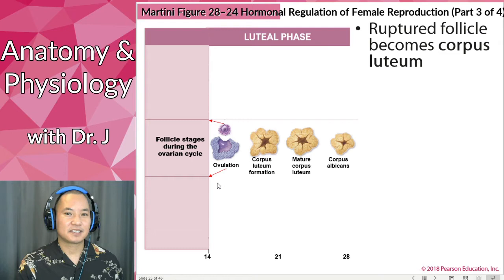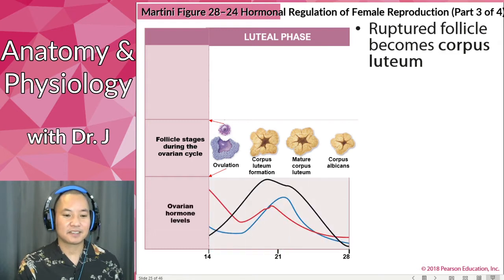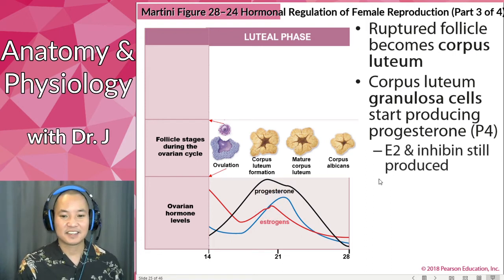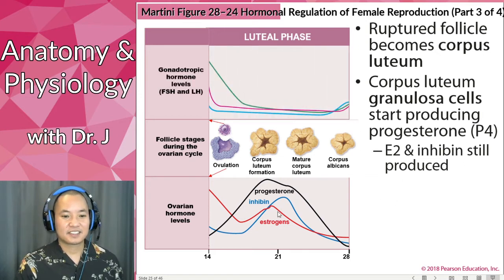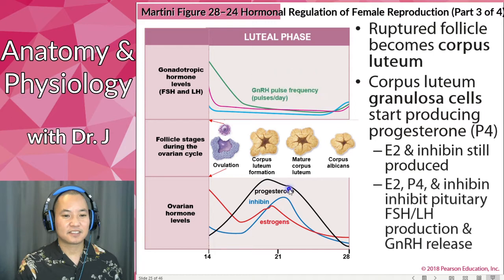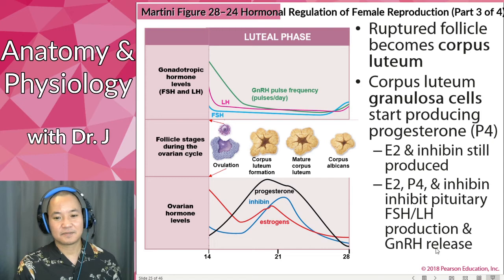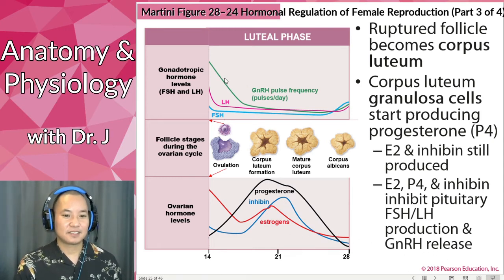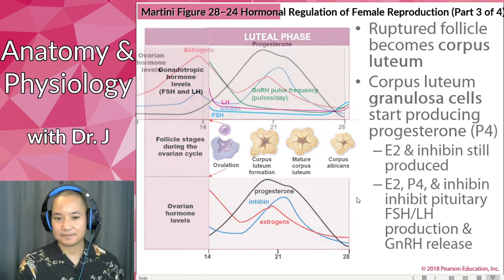And this corpus luteum is now going to become progesterone dominant. So again, there's still estrogen, but now there's more progesterone than estradiol. So the granulosa cells just switch their specialty, and you still produce estradiol and inhibin. But this combination of hormones suppresses the rest of the HPO axis. So again, all three together, due to negative feedback, keep these low until the next menstrual cycle.